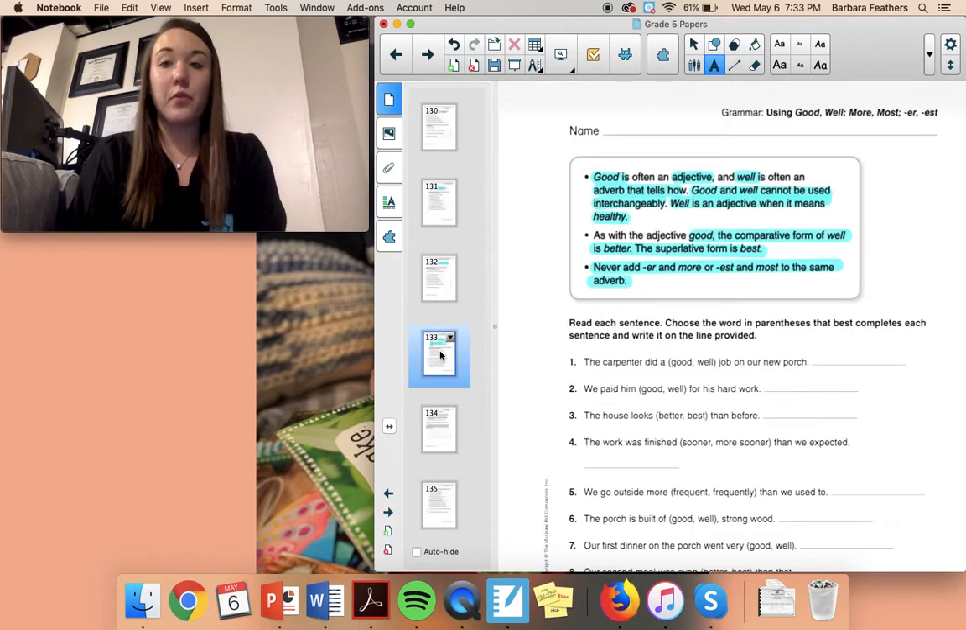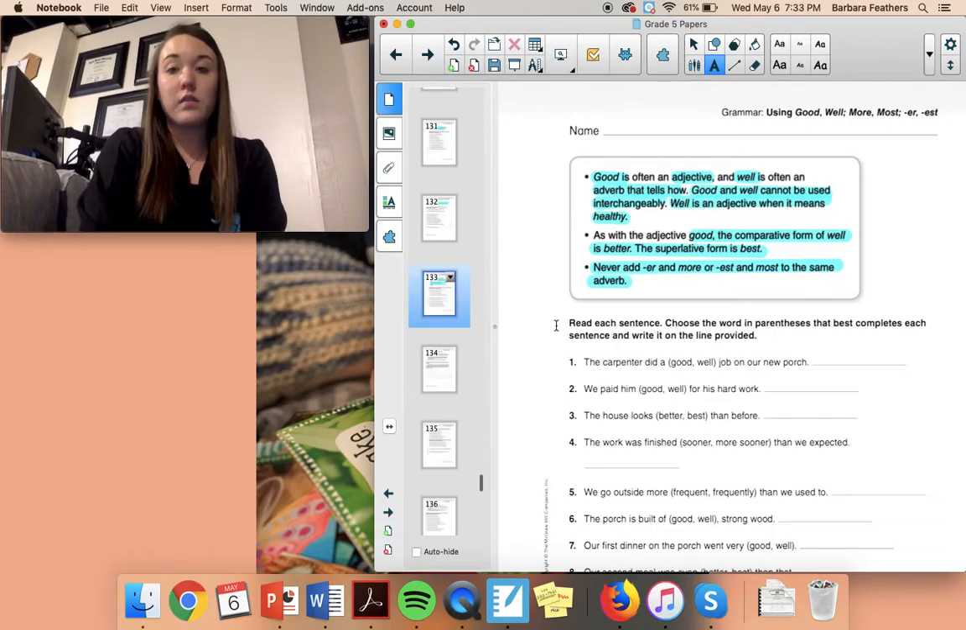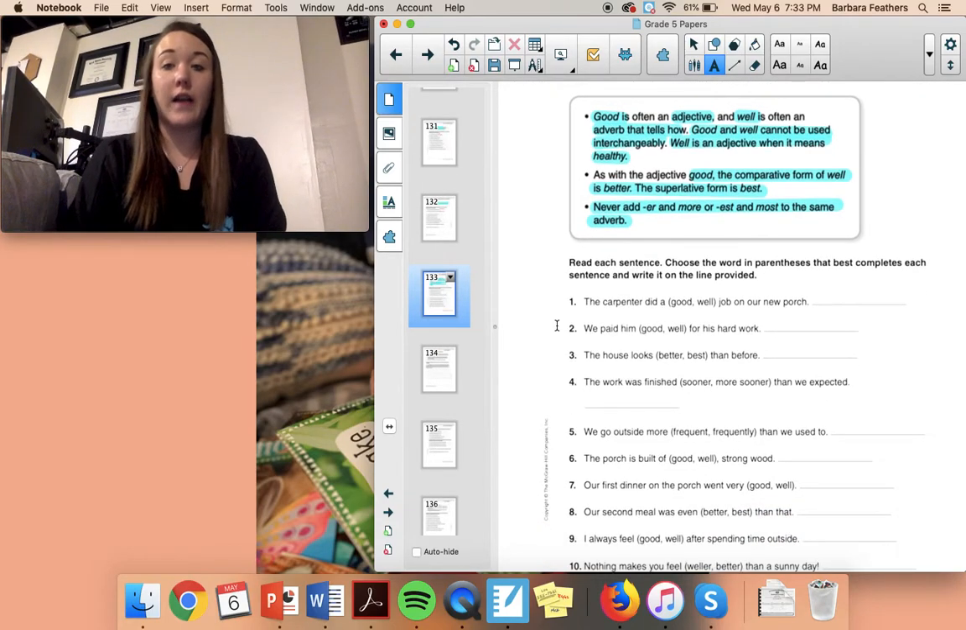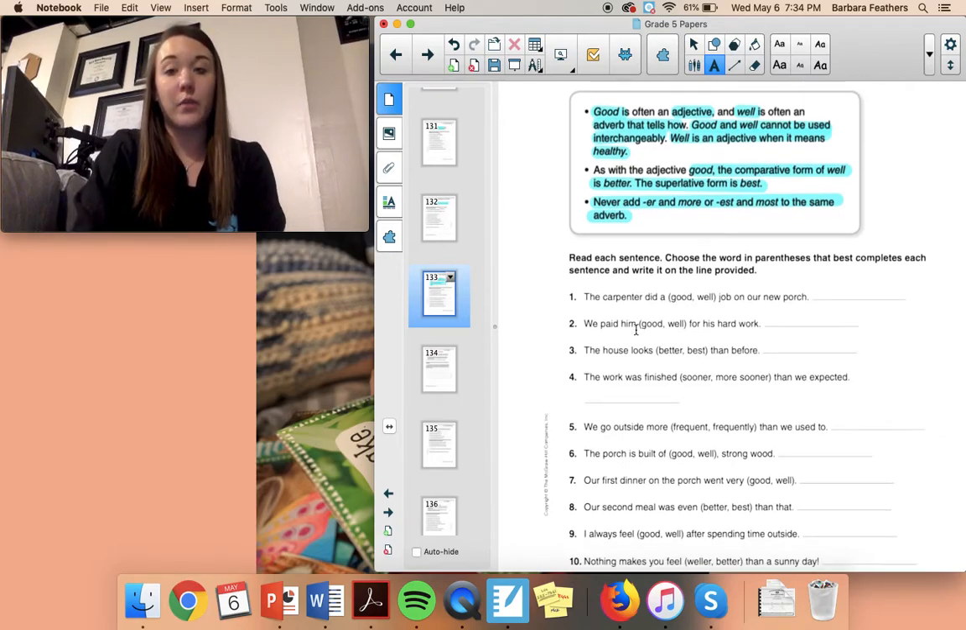Page 133, we're looking at using good, well, more, most, ER, or EST. The box tells us that good is often an adjective and well is often an adverb that tells how. Good and well cannot be used interchangeably. Well can be an adjective when it means healthy. As with the adjective good, the comparative form of well is better and the superlative form is best. We never add ER and more or EST and most to the same adverb.